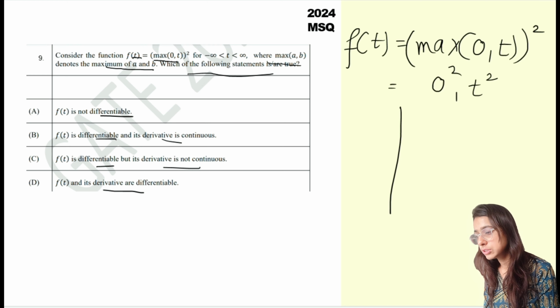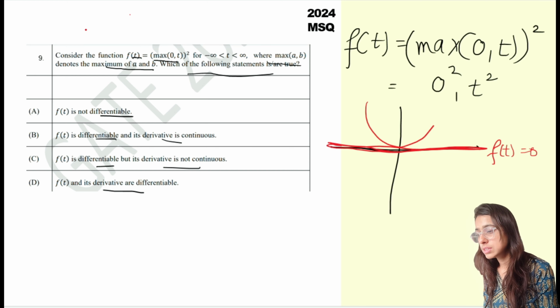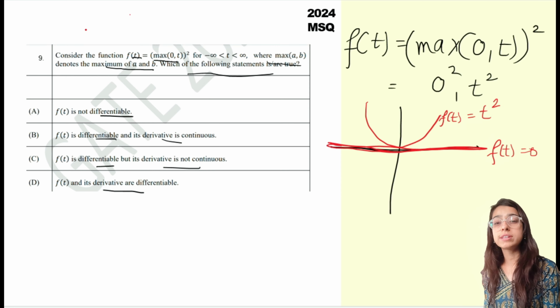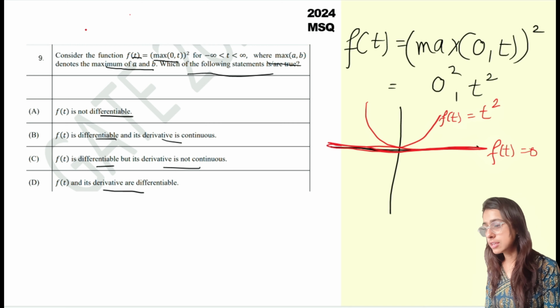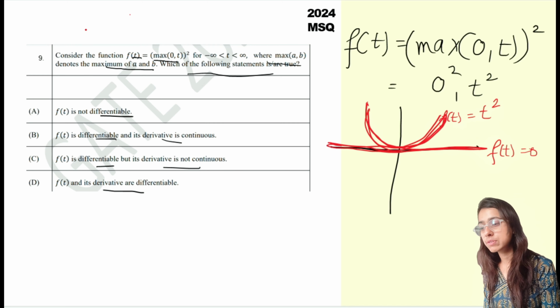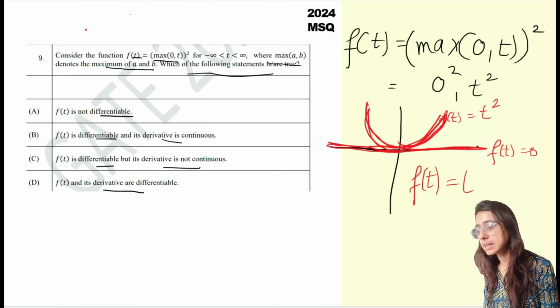So again we will draw the graph. 0 squared is nothing but the x-axis. So this is the first graph, that is f of t is equals to 0, and then t squared is this. So this is our second graph, f of t is t square. अब आप देखिए इन दोनों में से कौन सा मैक्सिमम है. मैक्सिमम मतलब वो फंक्शन जो कि ऊपर आ रहा है. Therefore, we can clearly see that t square is the maximum function. Therefore, f of t is t square will be considered.